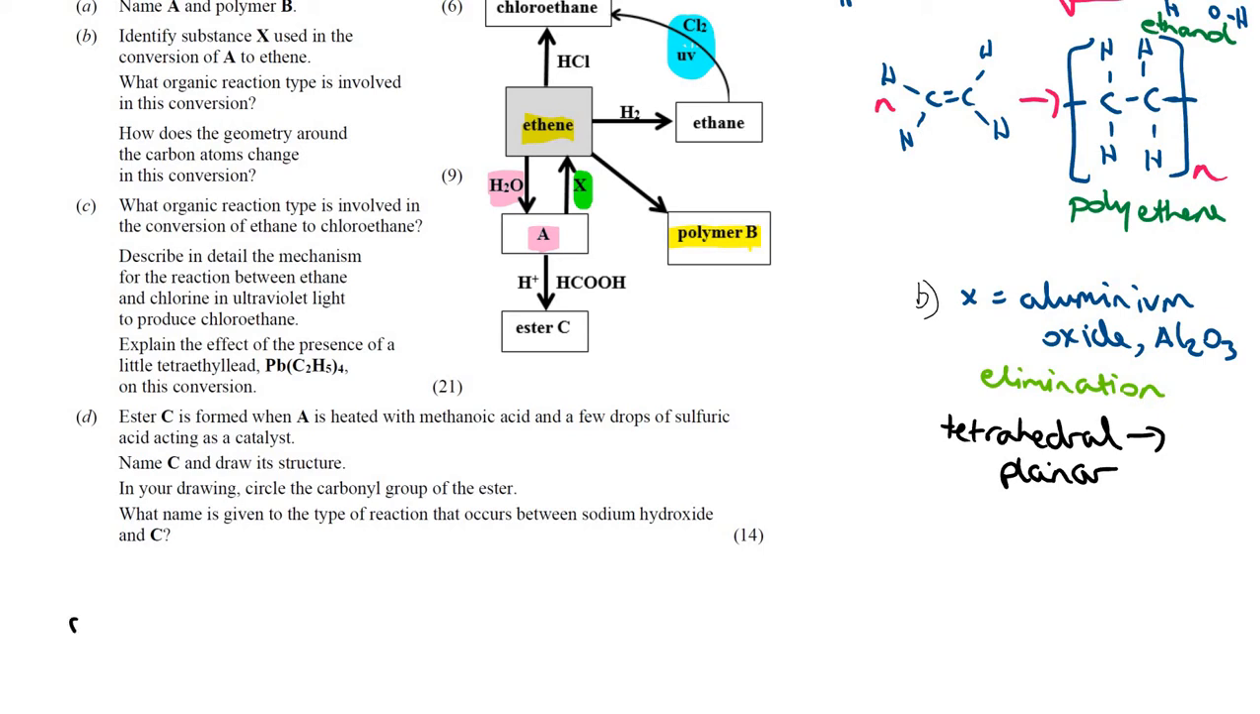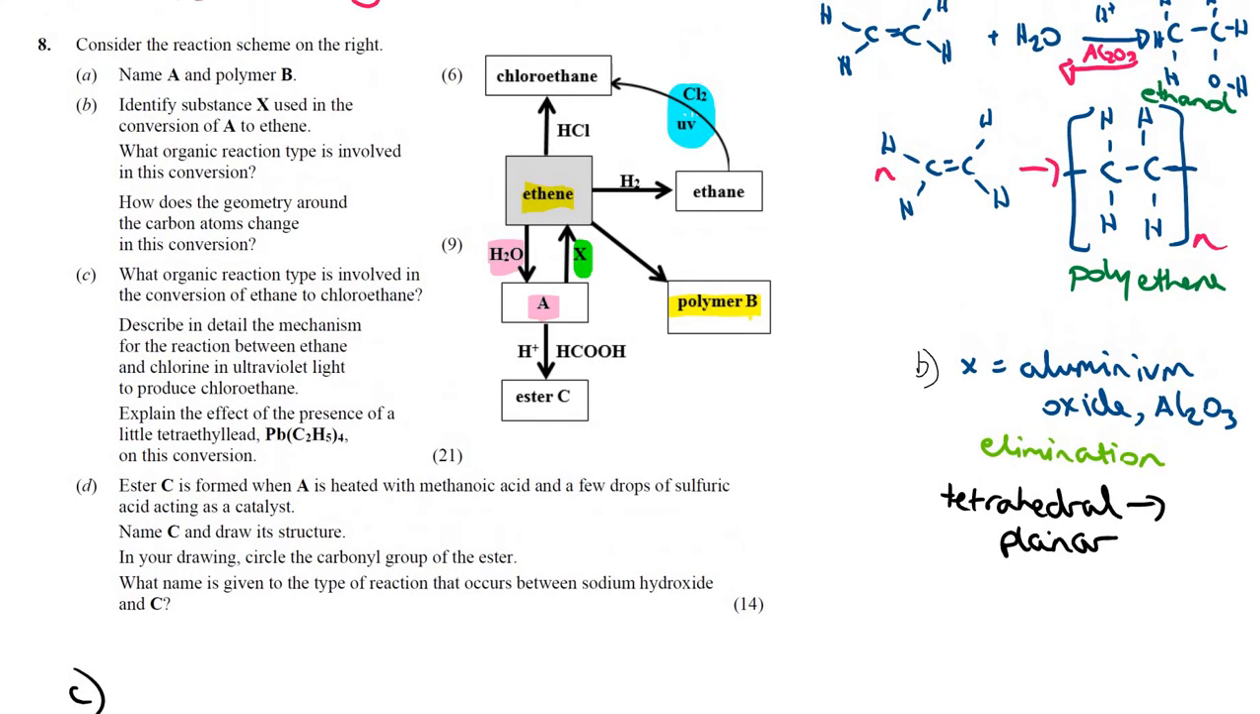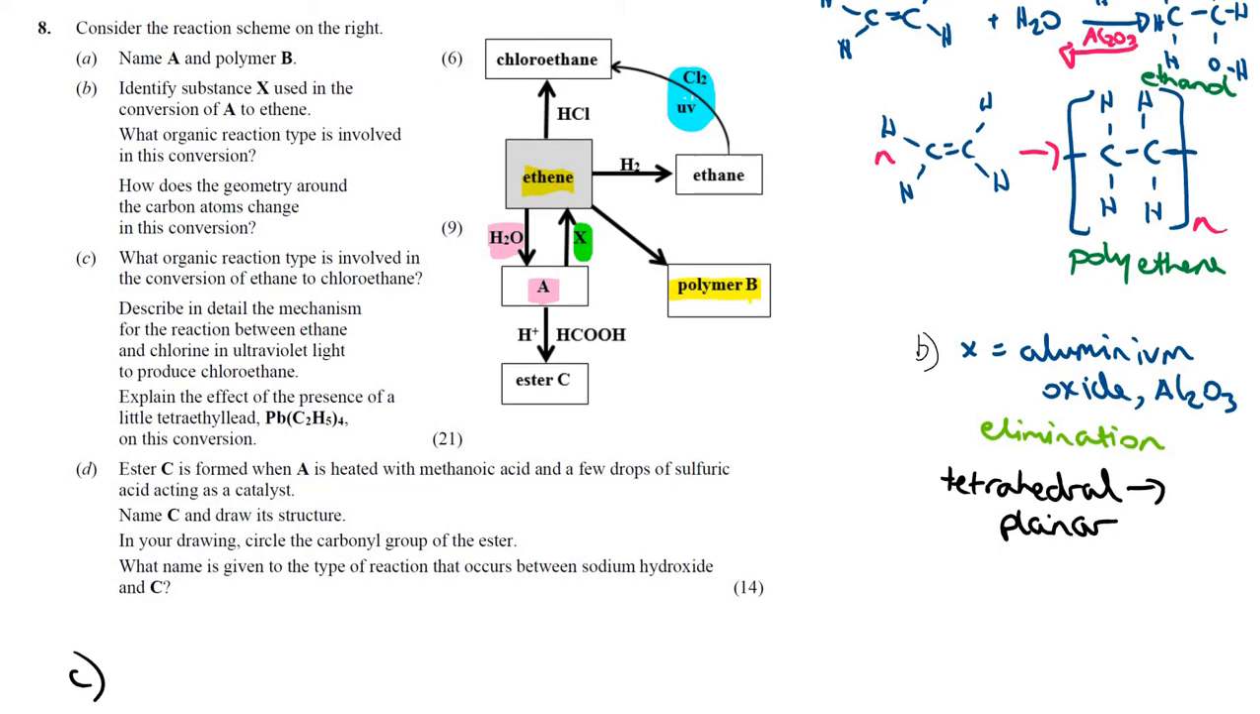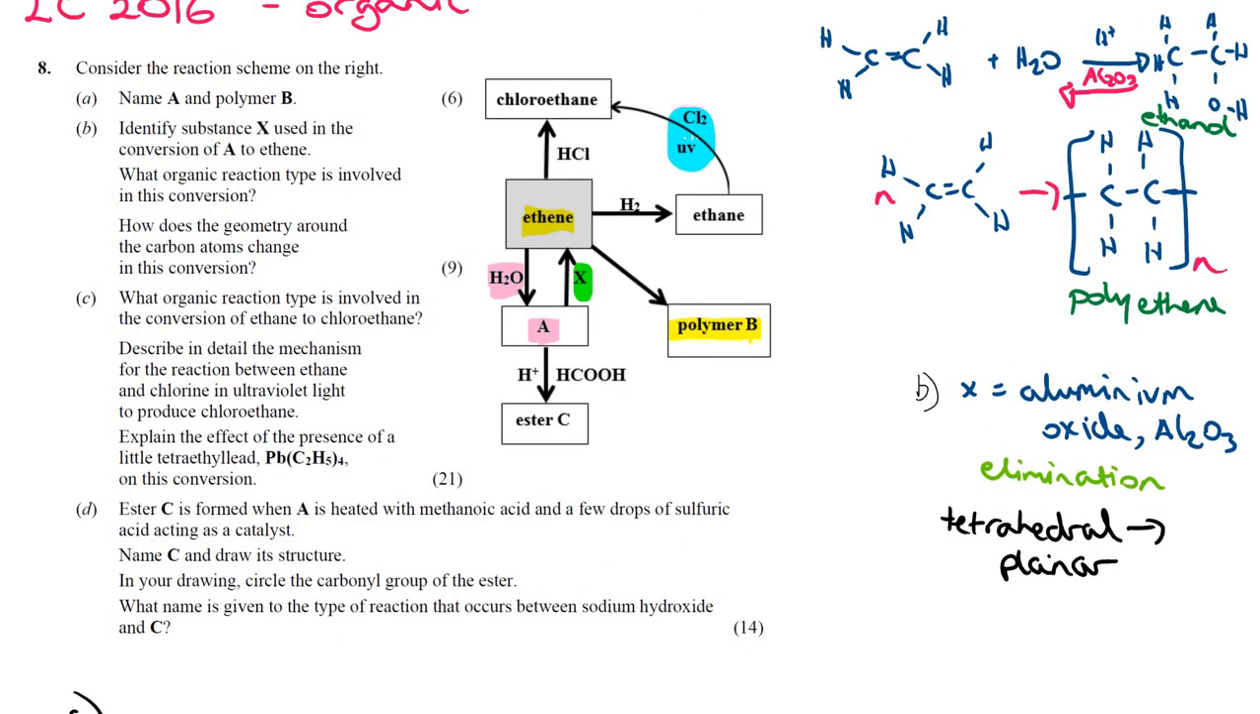So just looking at C down here, we know that I'm going from ethane to chloroethane. That's a substitution reaction, a free radical substitution. Describe in detail the mechanism for the reaction using UV light. Okay, so I'm going to go through that now.